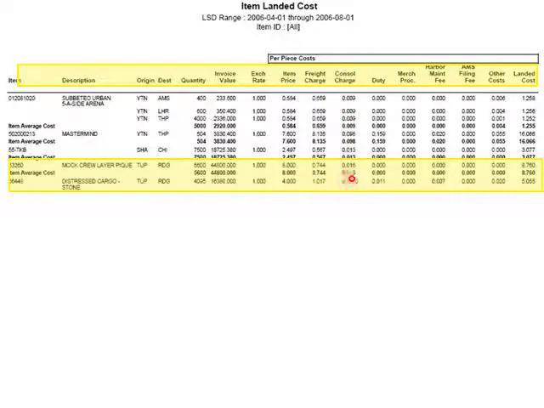I can't quite read that word. There are any duty fees? Any harbor maintenance fees, filing fees, other costs, and then it gives you a total landed costs. And again, a landed cost will need to be produced for every single item that is imported.